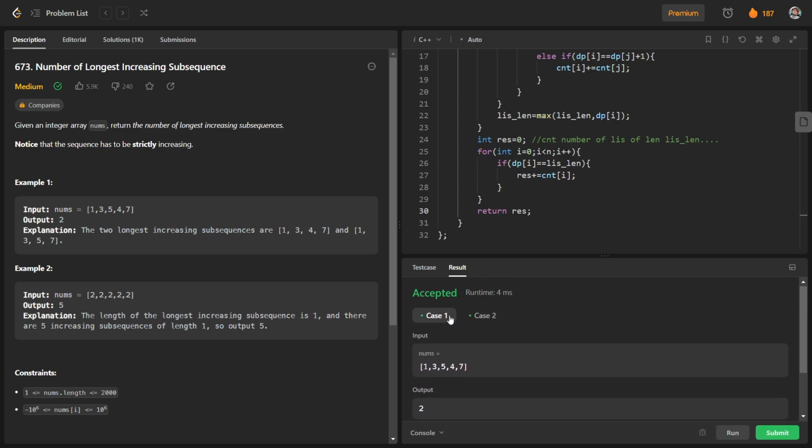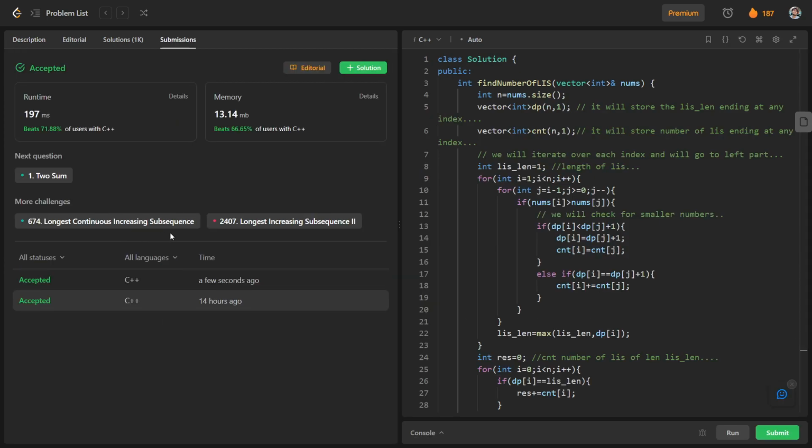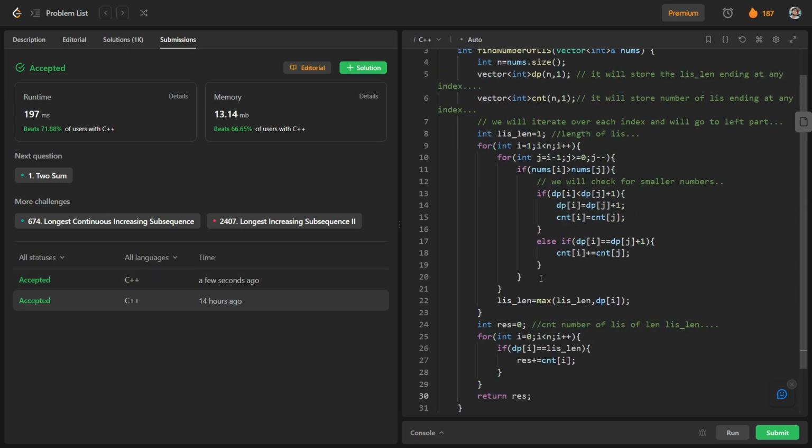So you can see that test cases are passing. Let us see for more cases. So yeah, all cases are passing. Let us see the solution again.